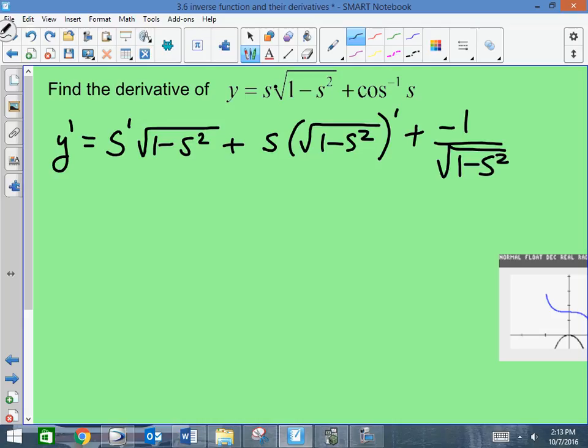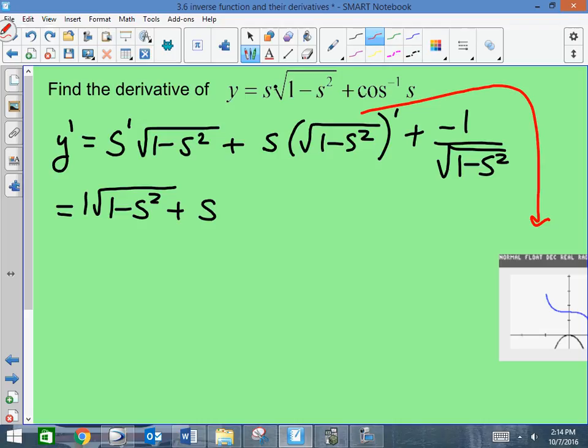Okay, good job using the s. I know s is kind of a pain because it looks like a 5. All right, now what's the derivative of s with respect to s? 1. All right, this is use of what? Chain rule.